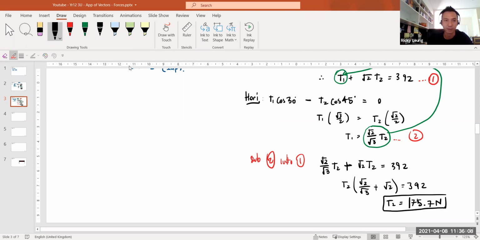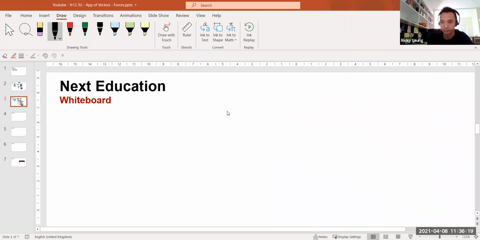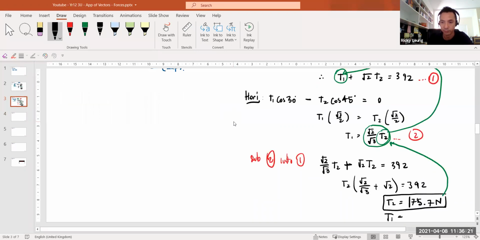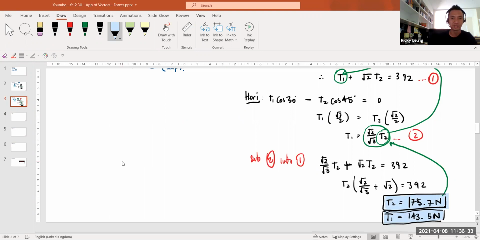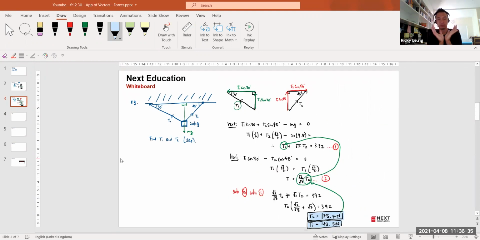Yep, and if you sub this one into this one, you would find the value of T1 to be 143.5 newtons. How's that? Yeah, so in this case, we basically identified that there's some diagonal forces.